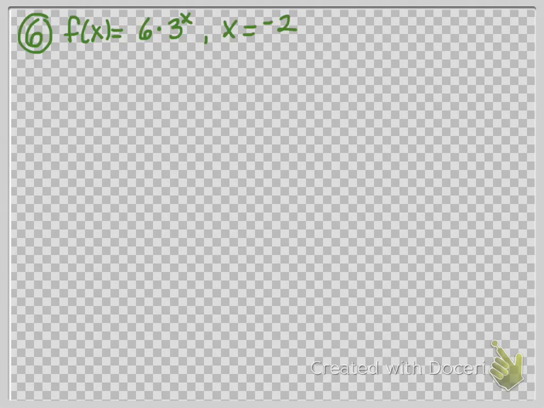On number 6, we are to compute the exact value of the function for the given value of x without using a calculator. So pretty simply we plug in -2, which this first step is really no effort at all. We're just going to replace x wherever we see it with -2. Well, this is where you need to remember your exponent rules.